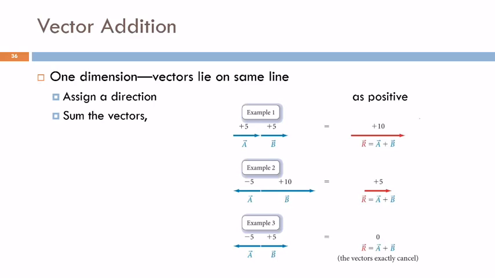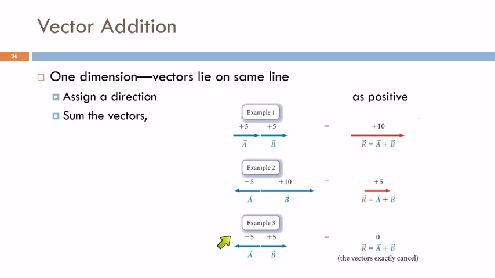So in one dimension, vector addition is like adding positive and negative numbers. It's much simpler. The vectors have to lie on the same line in one dimension. So you assign a direction, and then you add the vectors. So if we have a vector with a +5, we're saying that to the right is positive, +5 and +5. When we add those two together, we get a larger vector in the same direction. Does that make sense? Two magnitudes going in the same direction.